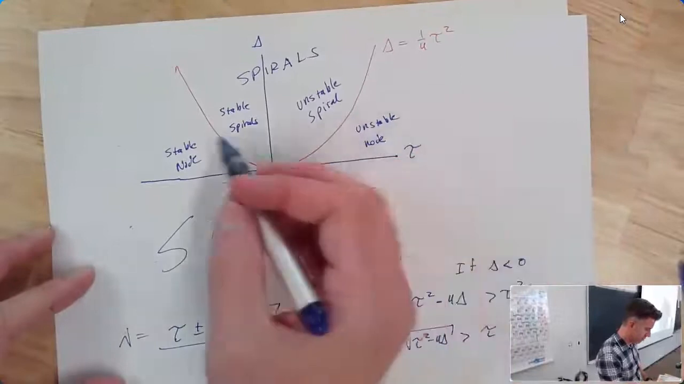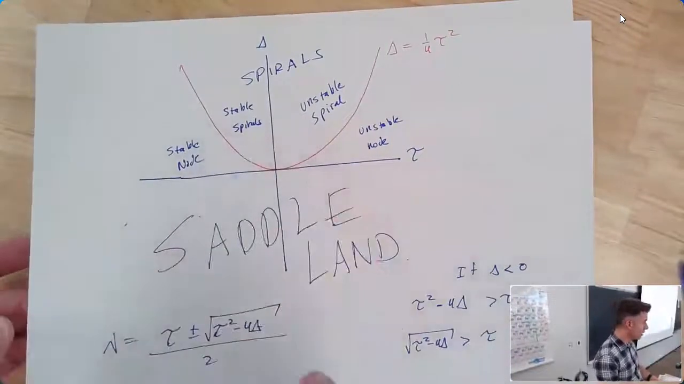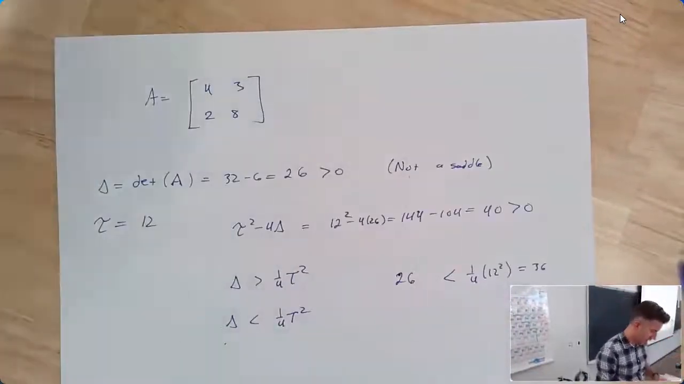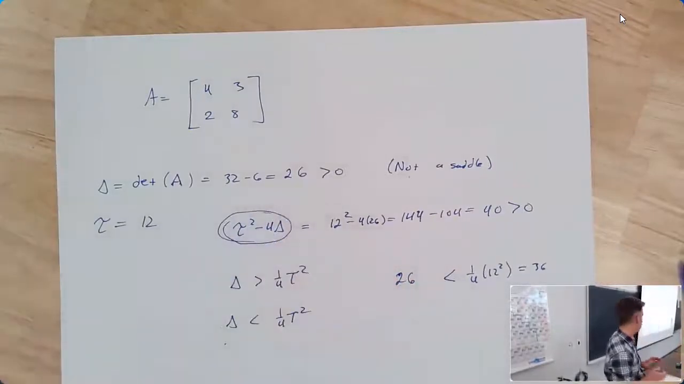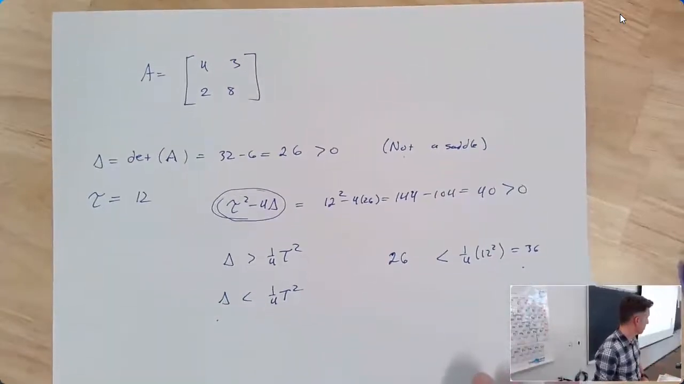Honestly, what I was really doing was thinking about the inside of the square root thing right there. If the inside of the square root is positive, then I know my eigenvalues are real. If the inside of the square root is negative, I know that they're not real. Just like how you know that if the determinant is negative, then it's a saddle.